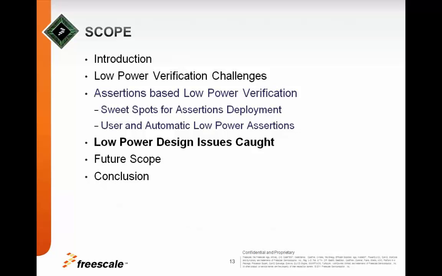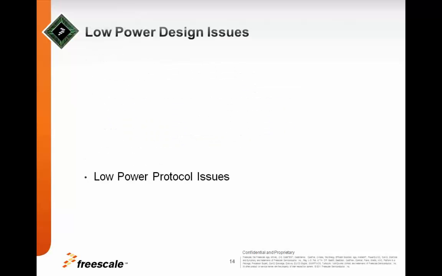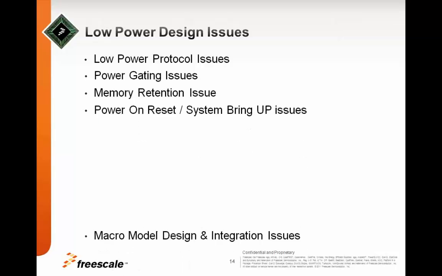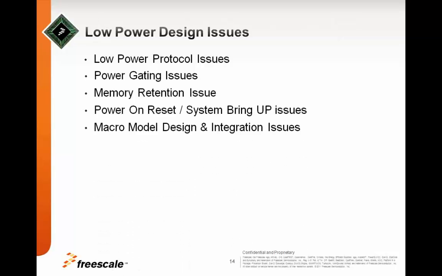Next, we'll discuss the low power design issues which were caught using the low power assertions. The major categories of the low power design issues were the low power protocol issues, the power gating issues, memory retention issues, system bring up issues, and the macro model design and integration issues, which we are going to discuss in the subsequent slides.